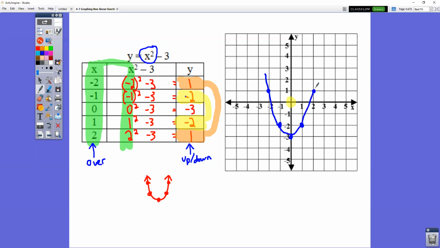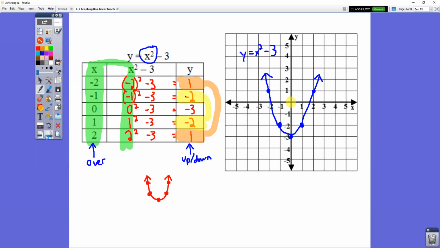So connect the dots. Always make sure that you put arrows on the ends. If you don't put arrows, you will lose points when you graph it. You should also always label your U-shaped or your V-shaped graph. So that is one complete question there.